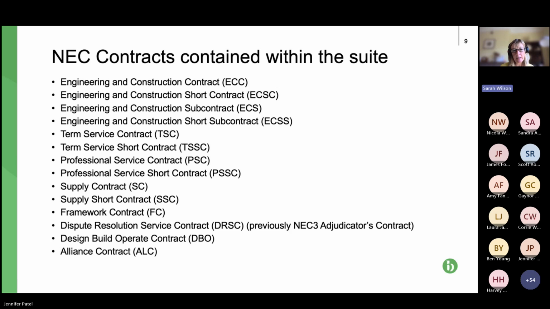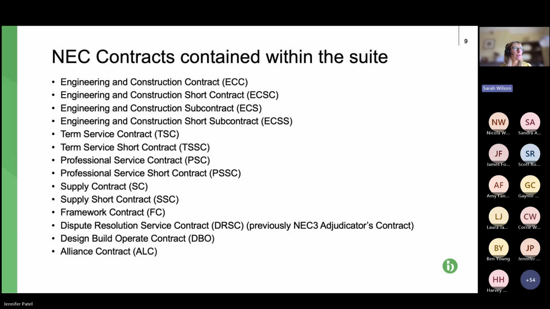First one is the DBO, the design, build and operate. So it is what it says it is. It's a design and build contract. And then once the building is completed, the contractor also operates it for a set period of time, 5, 10, 15 years, whatever's agreed. And then finally, a slightly esoteric contract, the alliance contract.